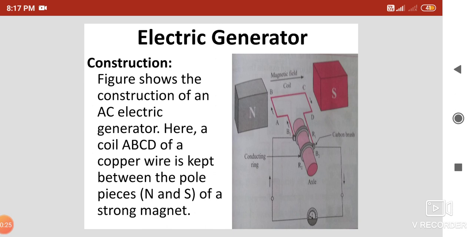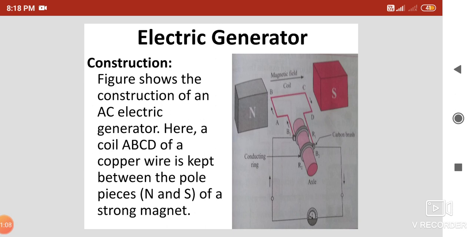Here a coil ABCD of copper wire is kept between the poles, that is the north and south poles of a strong magnet. The ends of the coil are connected by the conducting rings R1 and R2 via carbon brushes B1 and B2. The rings are fixed to the axle and there is a resistive coating in between the rings and the axle. The stationary brushes are connected to a galvanometer used to show the direction of current in the circuit.